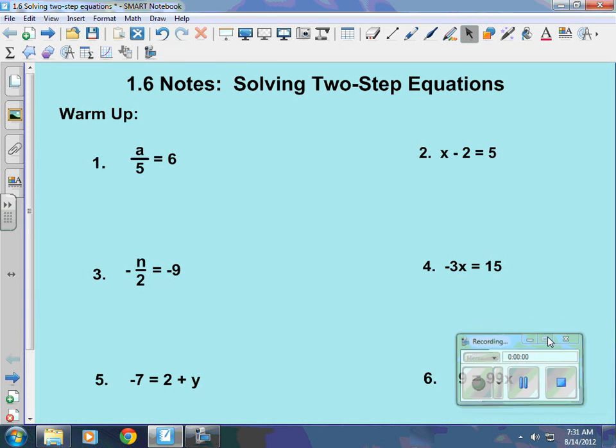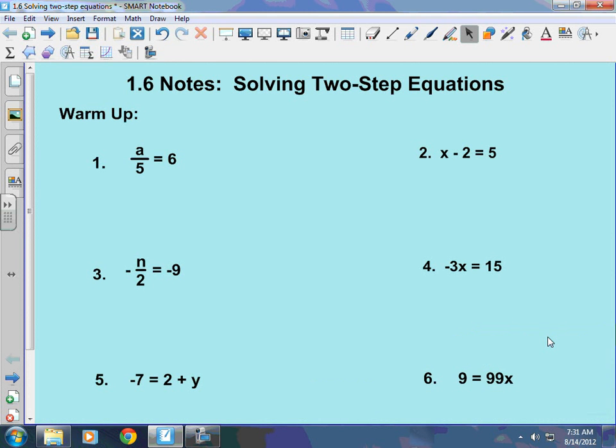This is lesson 1.6, solving two-step equations. We are going to go over the warm-ups because you should already know how to solve one-step equations. You should actually already know how to solve two-step equations, but we're going to review it. So go ahead and pause the video and do numbers 1 through 6, and then start the video and let's see how you do. Okay.